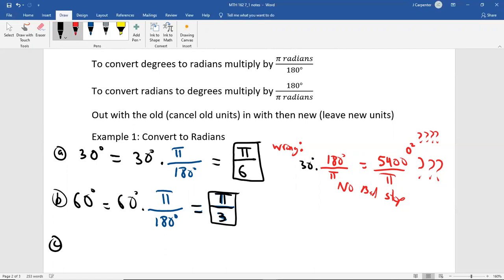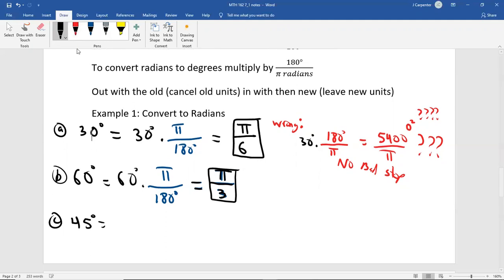C, 45 degrees. 30, 60, 45. These are 3 of the most used angles throughout this course. You will see them in radian format constantly. And a lot of students don't like doing the math in radians, so in their head, they just convert them to degrees. They may not show it, they may show it. It's up to you. But the important aspect is knowing how to go between one and the other.